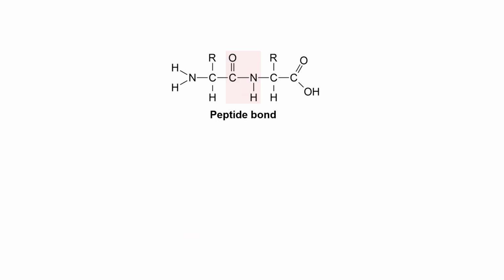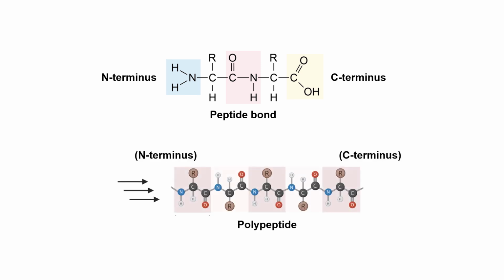It has a direction. We can define the amino side as the N terminus and the carboxylic acid side as the C terminus. As the peptide gets longer and longer, we can still define the N terminus and C terminus. So there is a direction.